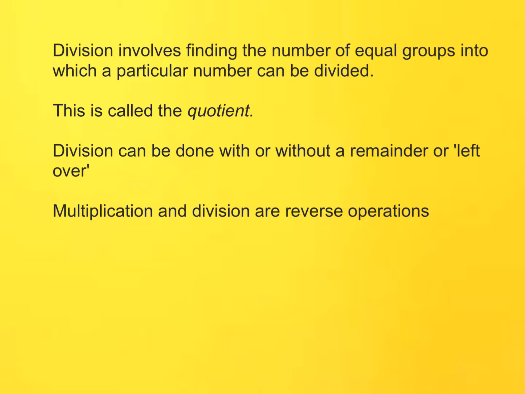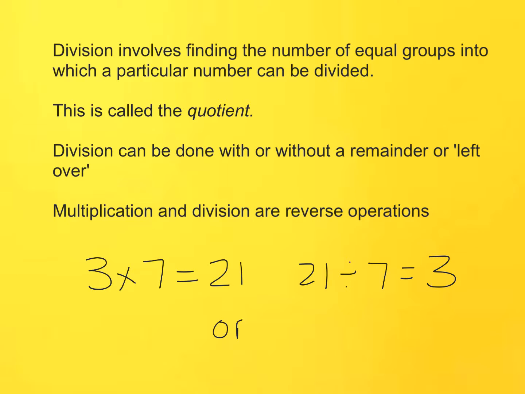Basically what that means is that if we had a number 3 multiplied by 7, we would know that that equals 21, but we could also say that 21 divided by 7 would equal 3, or 21 divided by 3 equals 7. So what they're saying when they say multiplication and division are reverse operations, this is what we're talking about. You can multiply or divide using those numbers.